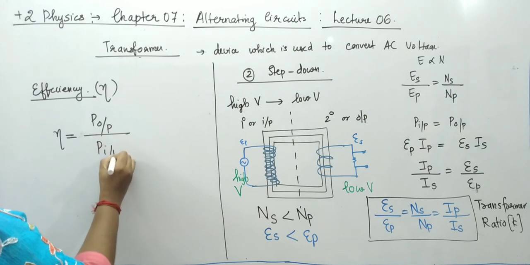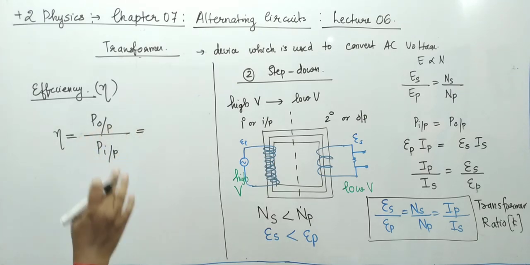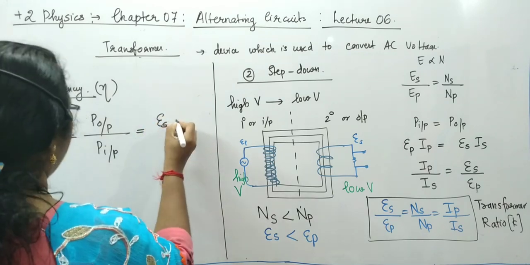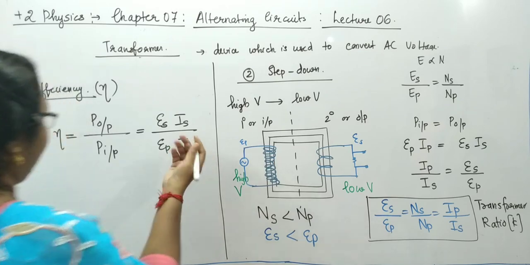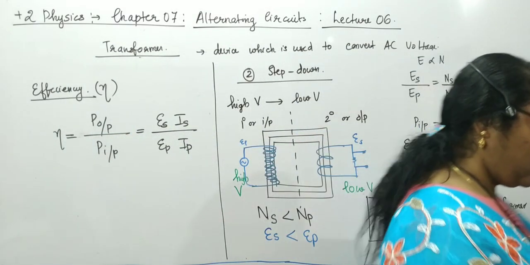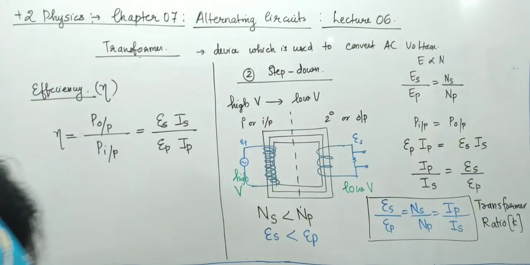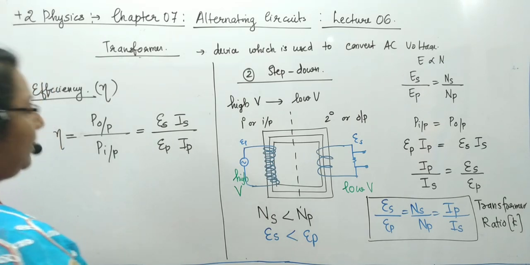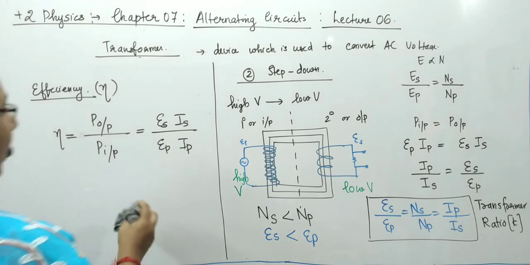Power input. The normal value is almost 95%, even though you have to write ES, IS by EP, IP. Practically, there will be small loss due to the components present in the transformer. Clear? So if you want the efficiency, you have to take P output by P input, ES, IS by EP, IP. Clear? Okay, this is the efficiency.